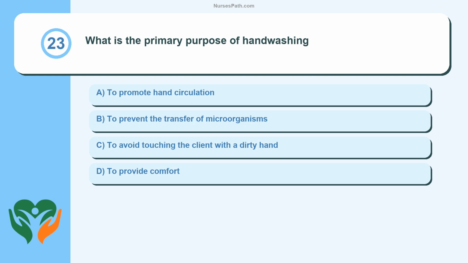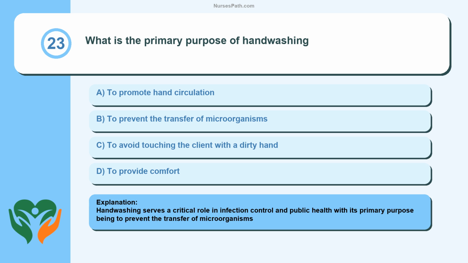Question 23. What is the primary purpose of hand washing? To promote hand circulation. To prevent the transfer of microorganisms. To avoid touching the client with a dirty hand. To provide comfort. Hand washing serves a critical role in infection control and public health, with its primary purpose being to prevent the transfer of microorganisms.